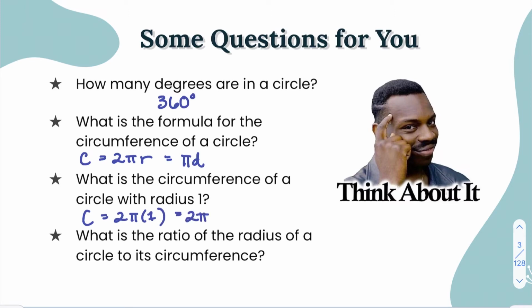And then what is the ratio of the radius of a circle to its circumference? So we know that the radius is r, the circumference is 2 pi r, so it's going to be 1 over 2 pi, or a 1 to 2 pi relationship. For every 1 unit of radius, there is 2 pi units of the circumference. Okay, the answers to these questions are going to help us when we're learning about a new unit of measurement today. So I want you guys to keep these things in mind because they're going to come up throughout this learning target because we're talking about circles here.